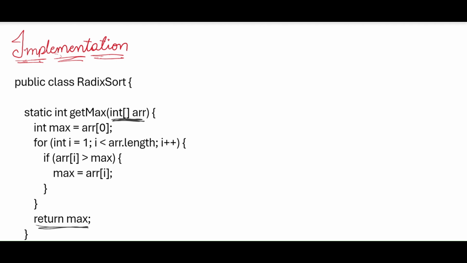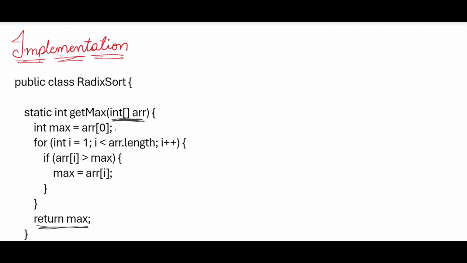Okay, why is it needed? Because this is necessary to determine how many digits the largest number has, which defines how many iterations are needed for the sort. We know that this is the main theme of the algorithm. We must know the maximum element, then we must know the number of digits in it, and the number of iterations depends upon the number of digits. So we are finding the maximum element.